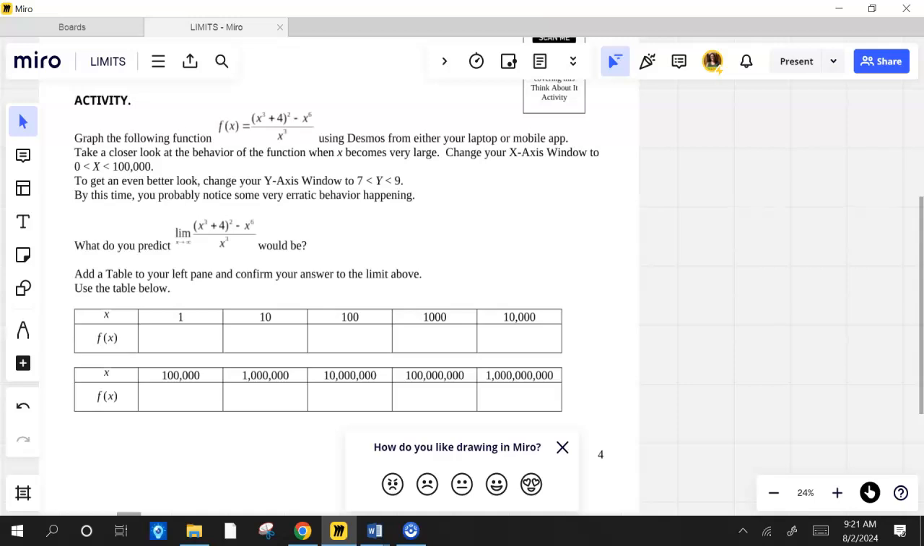I'm looking at the limit as x approaches positive infinity. So what is that telling me? To the right side of the graph, what is it doing? It goes up. It's going down. Decreasing. So your guess might be that this is approaching negative infinity? That this equals negative infinity?